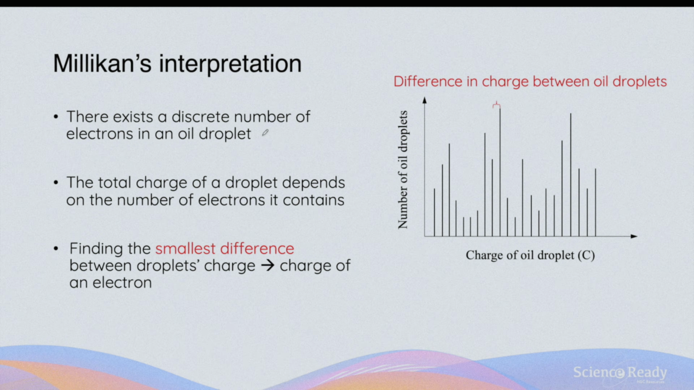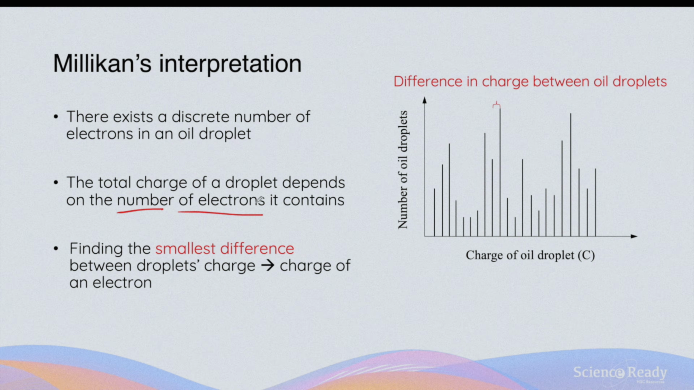Millikan interpreted this quantization of the charge of the oil droplets to be due to the discrete, or the specific, number of electrons that were suspended in each oil droplet. He proposed that the total charge of the droplets depends on the number of electrons that it contained. In other words, if an oil droplet contained more electrons, then it will have a greater negative charge. But whatever the charge is, it has to be a multiple of a small number, and that small number is due to the charge of a single electron.